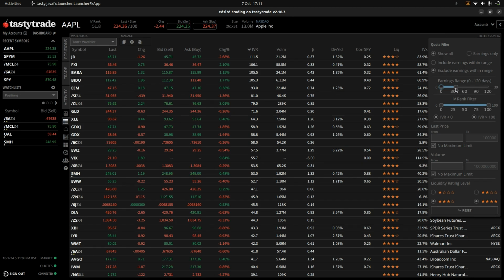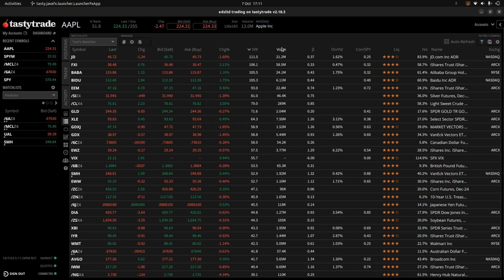The reason for this is we do not want earnings to disturb our trade. It will increase volatility, it will mess up your deltas, and all of these things are going to have a negative effect on your P&L. As well as filtering out anything that has earnings, we also want to filter out anything that has a low liquidity level. The reason for this is we want tight spreads, and we want to be able to get in and out of positions easily, so we need a good liquidity level.